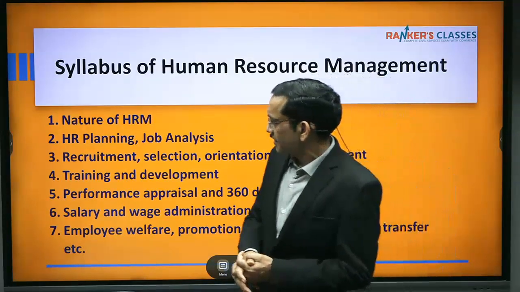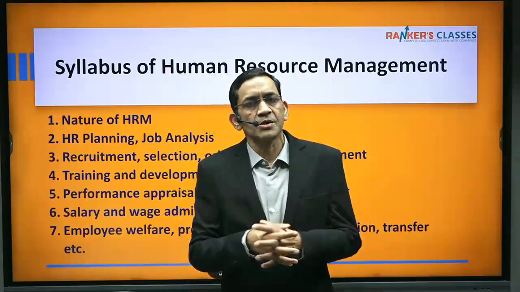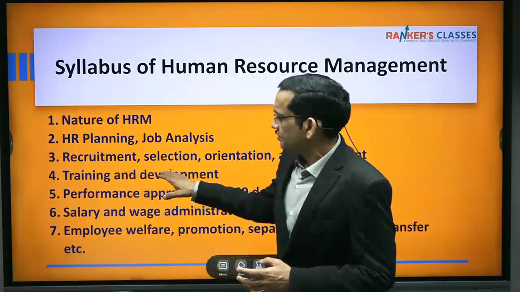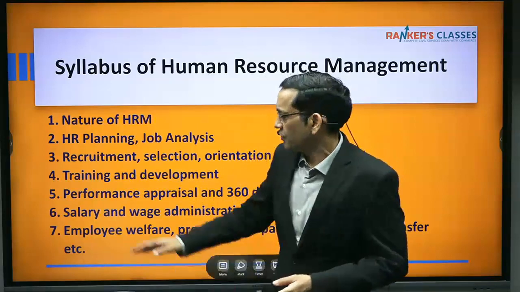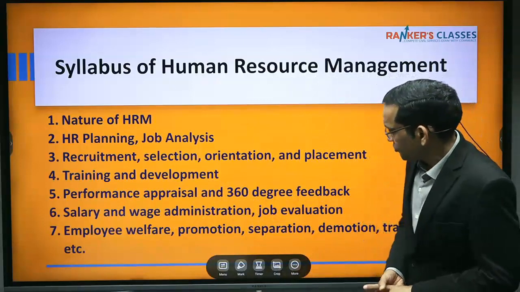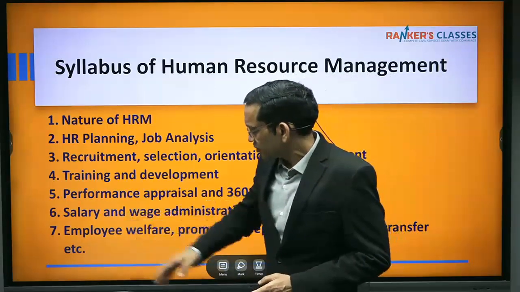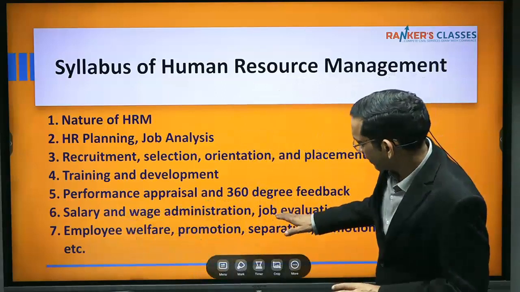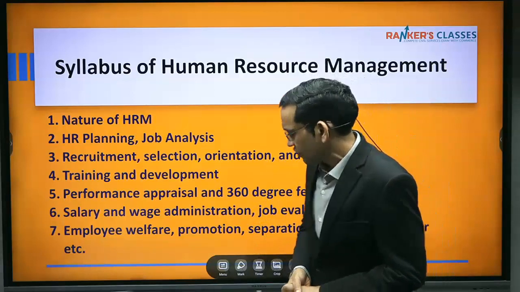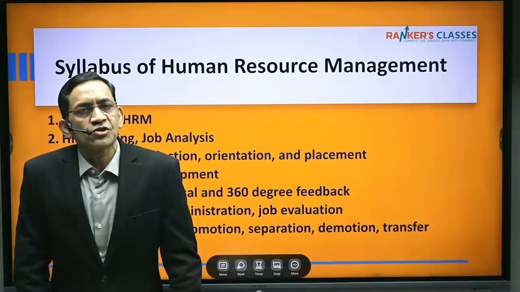And once workers have been hired, the next chapter is training and development. Training and development, that is skill building of the worker, personality building of the workers, that is essential for productive resource use. And once workers are trained and developed, they are put to work, thereafter they perform. So we have to conduct appraisal of performance. So fifth unit is performance appraisal and 360 degree feedback. And you know, after performance, workers need to be paid. So sixth unit relates to salary and wage administration. And one technical topic, job evaluation, is also covered here. And last topic is employee welfare, promotion, separation, etc. That is the end result or last stage in any human resource management.